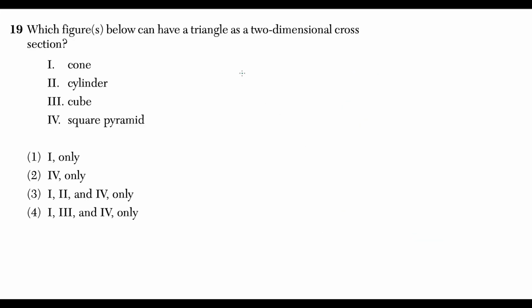Question 19, we want to know which figure or figures can have a triangle as a two-dimensional cross-section. So for this one here, we have to know Cavalieri's principle. And a cross-section I like to think of as a slice.